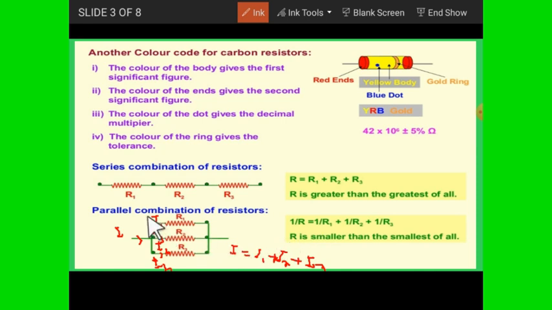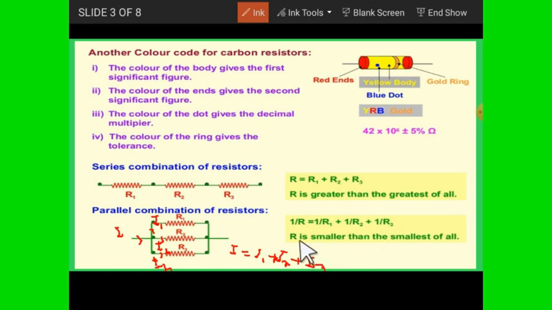The equivalent resistance in the case of parallel connection and those of the individual resistances are connected as the reciprocal of the equivalent resistance. Not the equivalent resistance, mind you, this will be 1 by R, not capital R. So the reciprocal of the equivalent resistance connected in parallel will be equal to the sum of the reciprocals of those individual resistors. This is very important.